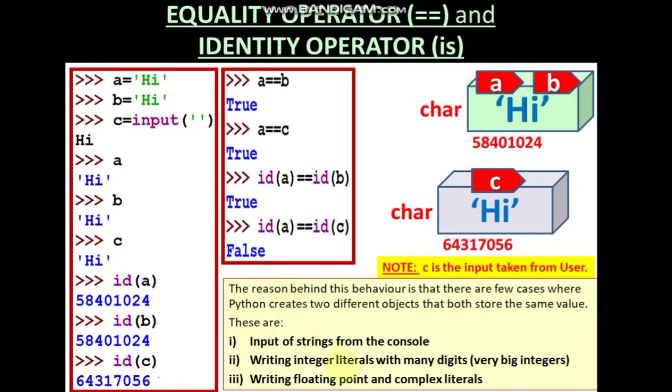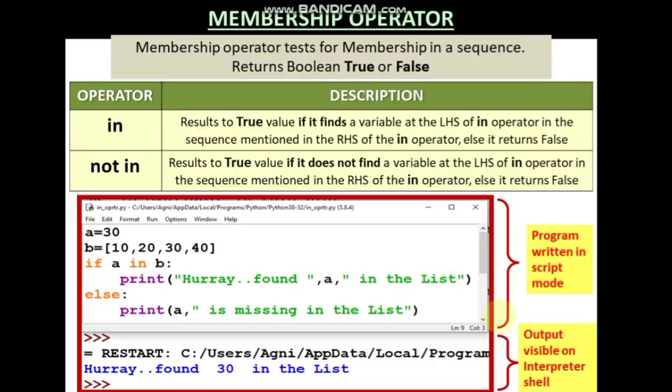Now these are input of strings from the console, writing integer literals with many digits, very big integers. When you write them, they are stored in a different memory location, and the same goes for writing floating point and complex literals. So in these cases, the variables have a different memory location. Now moving on to the membership operator.